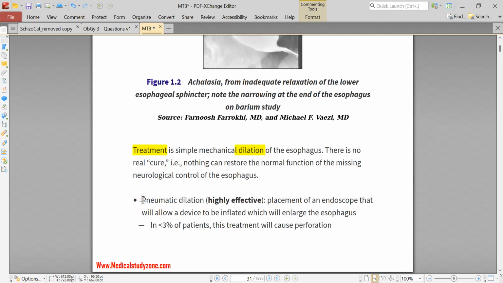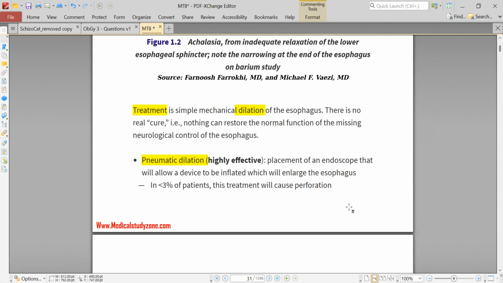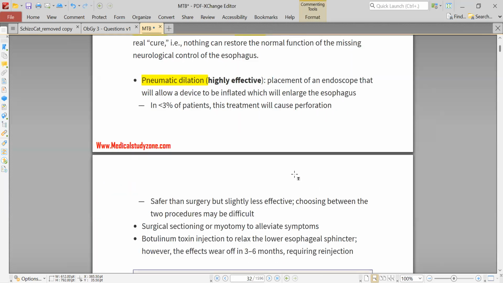The treatment is called pneumatic dilatation. The name of the treatment of mechanical dilatation is pneumatic dilatation. So with air we are dilating this. An endoscope is placed that allows the device to be inflated, and that will enlarge the esophagus. In less than 3% of patients, this treatment will cause perforations. It is safer than surgery, but it is less effective.